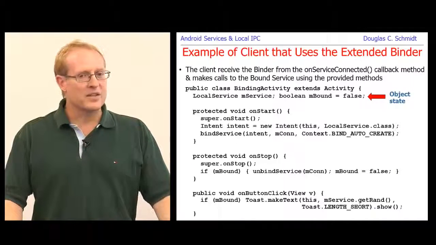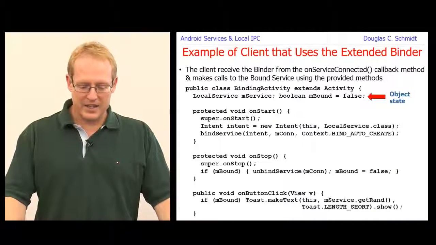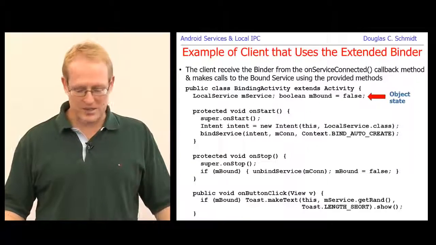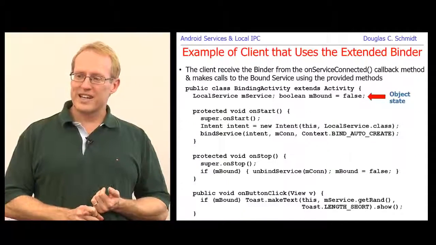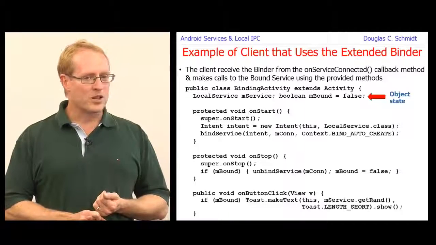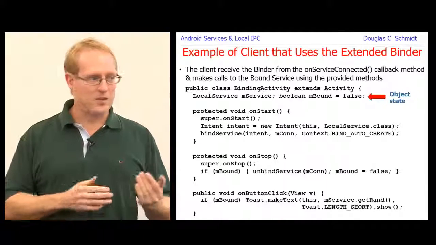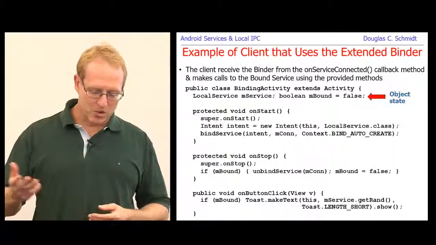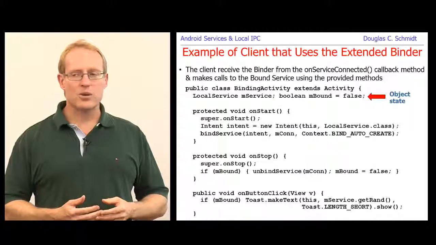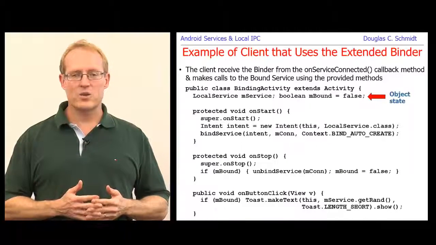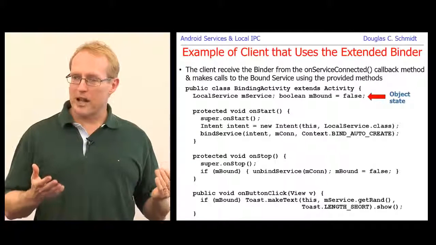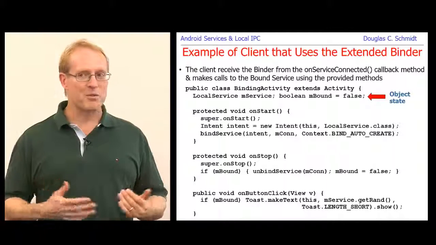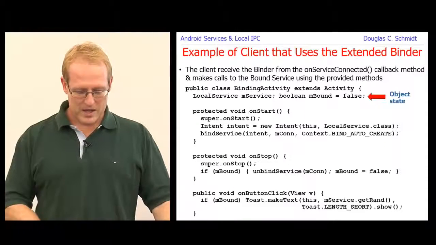Let's take a look at the activity. In this case, we have something called binding activity. Not a particularly interesting name, just give it a name. And it starts out with some state. One piece of state, of course, is going to be the reference to the local service it's going to get back as part of this protocol. It'll engage in that. We'll look at that on the next slide. And it'll also keep track of a flag it's going to use to make sure that the actual binding has taken place and has succeeded before we start trying to go ahead and invoke methods.